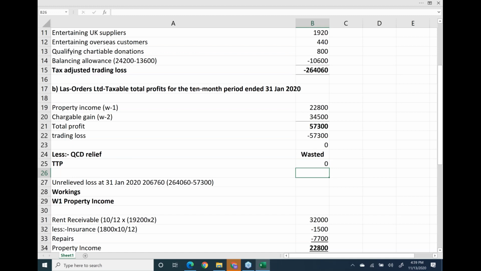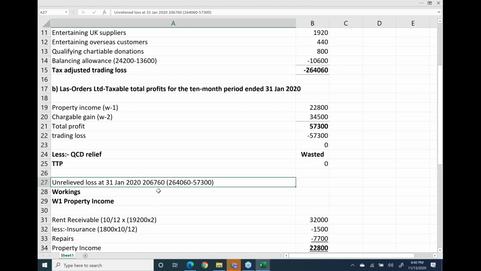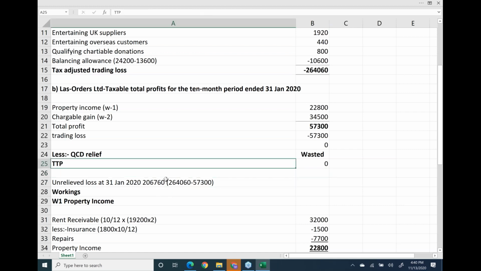Now, just for the purpose of this requirement, how much loss was available to you? 264,060. And how much did you use? 57,300. So still unrelieved loss. Just for this requirement you can write unrelieved, but in reality it's not unrelieved. 260,760 is the unrelieved loss.